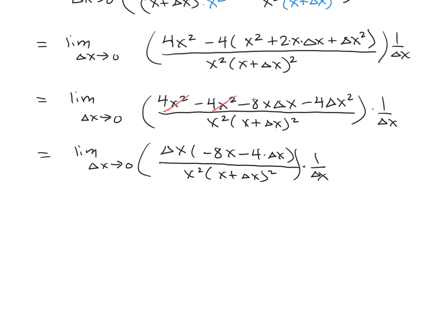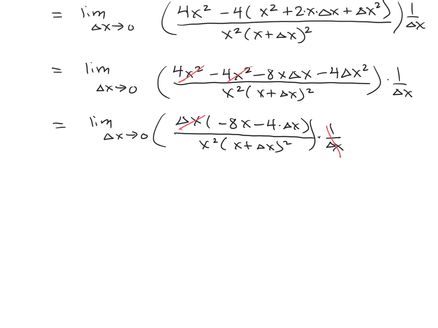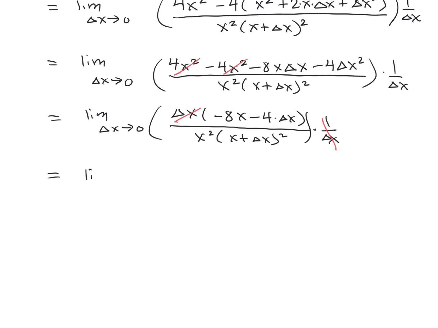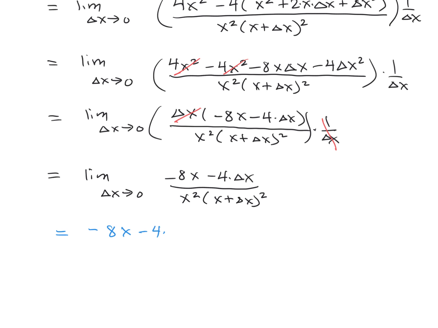All right, so now we can cancel out that delta x factor that we just factored out with that 1 over delta x. And that will leave us with the limit as delta x goes to 0 of negative 8 times x minus 4 times delta x over the product x squared times x plus delta x squared. We can now replace all of our delta x's with 0. So that's going to give us negative 8 times x minus 4 times 0 divided by x squared times x plus 0 squared.